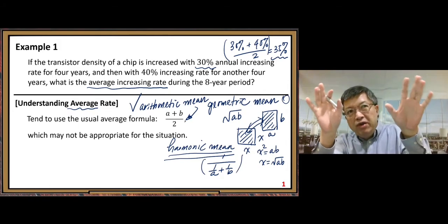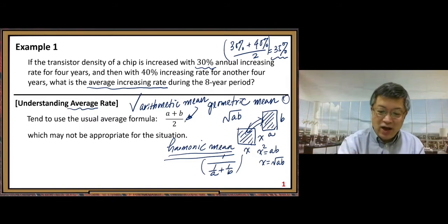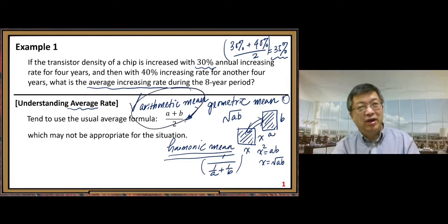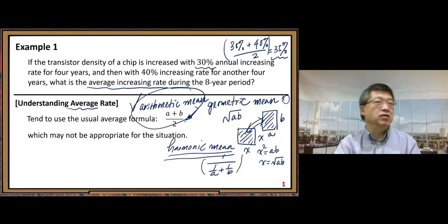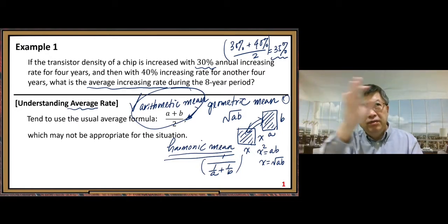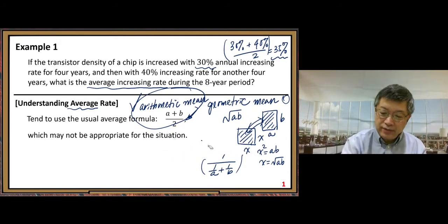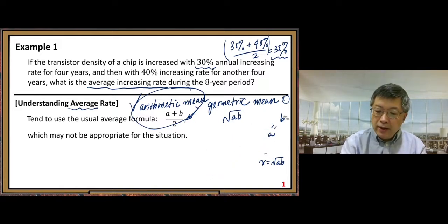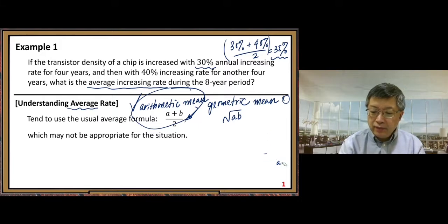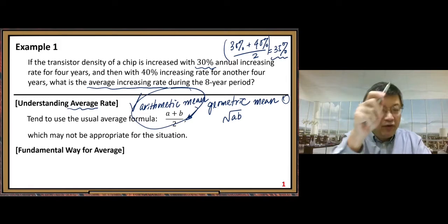So for so many different means, which one should we use, right? Although most of the time we use arithmetic mean, there are some special situations where you should use a different average. So here we look at that part. All right, so here I give you the background. Now we want to get the right understanding, the fundamental way for average.